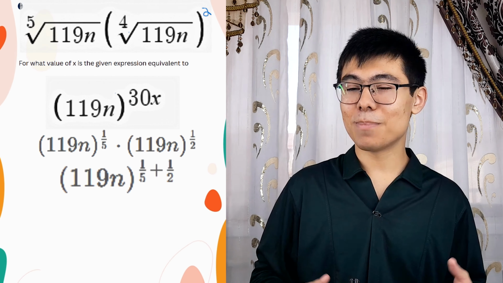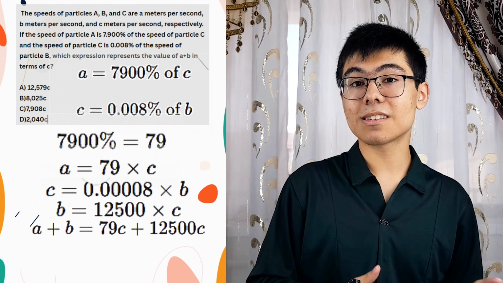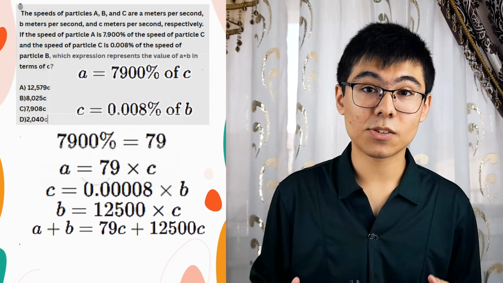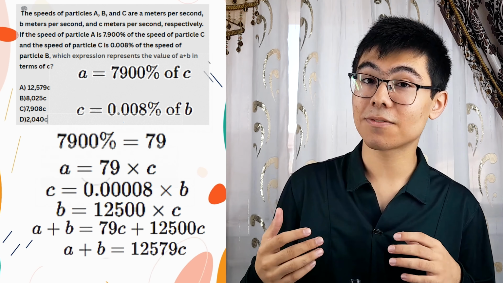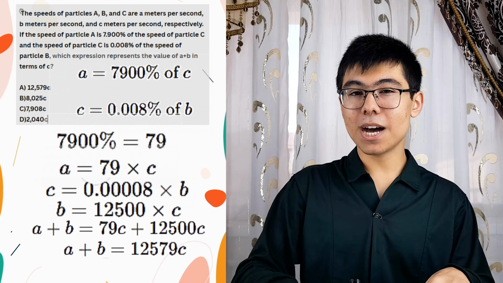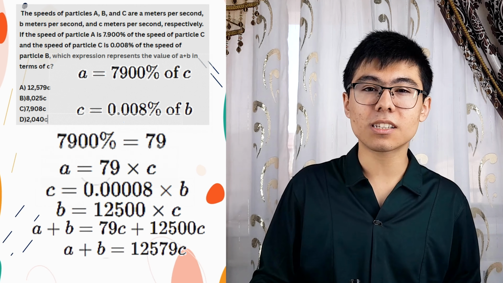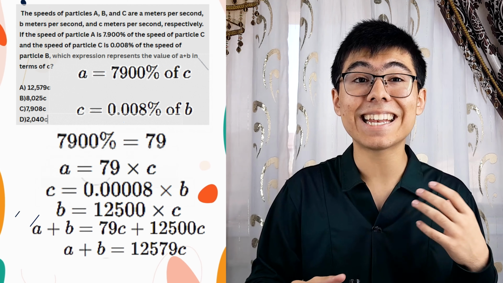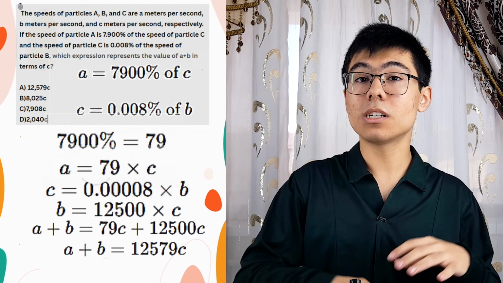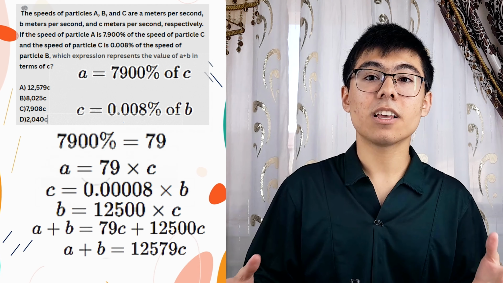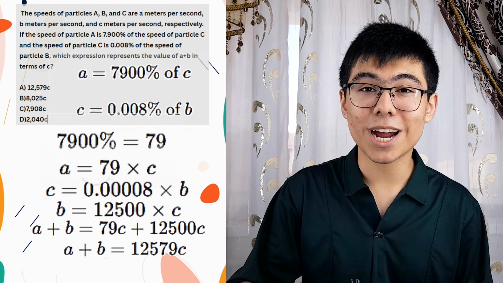And then you write A plus B equals 79C plus 12,500C. So then you add them together. A plus B equals 79 plus 12,500C, which simplifies to A plus B equals 12,579C. Finally, the answer is revealed, 12,579C. But as you step back, you realize it wasn't just about the numbers. It was about finding connections and hidden values where they seemed least likely to exist. In this world of percentages, you've just cracked the code.